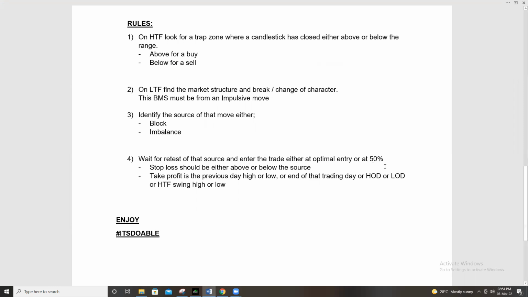So stop loss should be either above or below the source. Then the take profit is the previous day high or low, TP1, or end of that trading day, which is the same as the high of the day or low of the day, or of course the higher time frame swing. You may use this strategy to swing, meaning you can hold your trade for a day or 2 or even a week. You can use the higher time frame swing high or low.